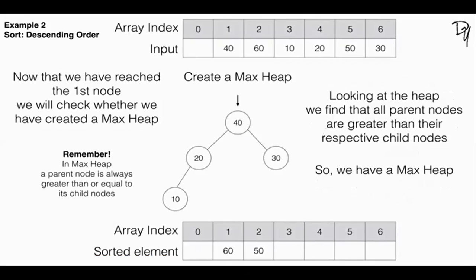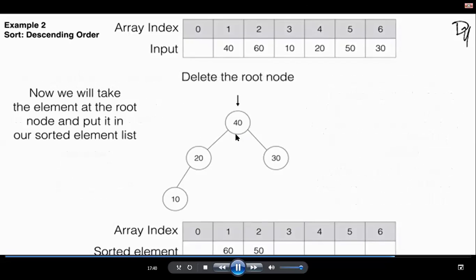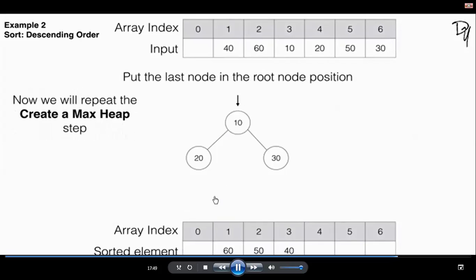What is our next step? Since we created the max heap, we can delete the root node and put it in the sorted list, and I can replace the last element with the root node.